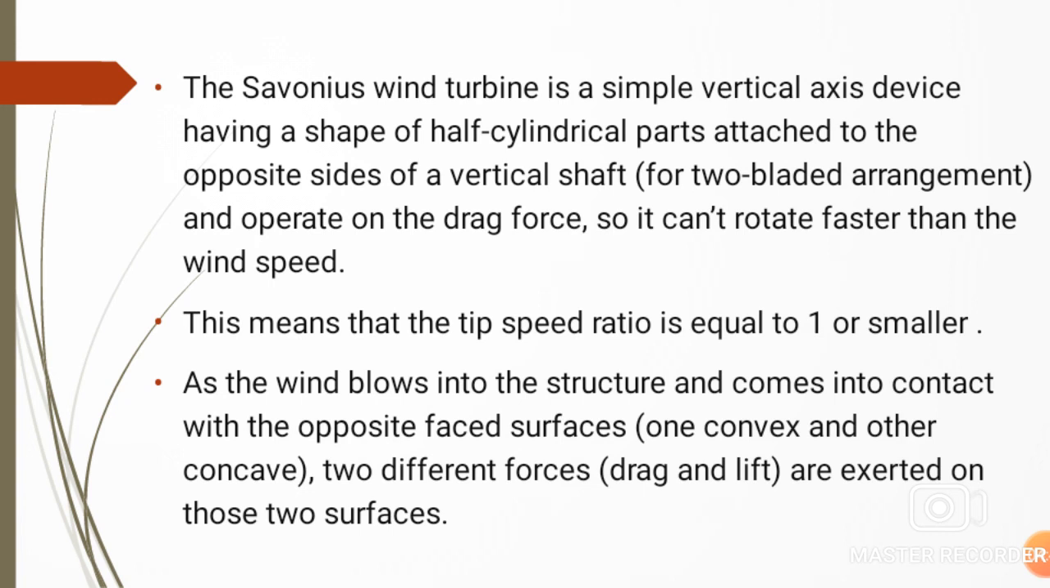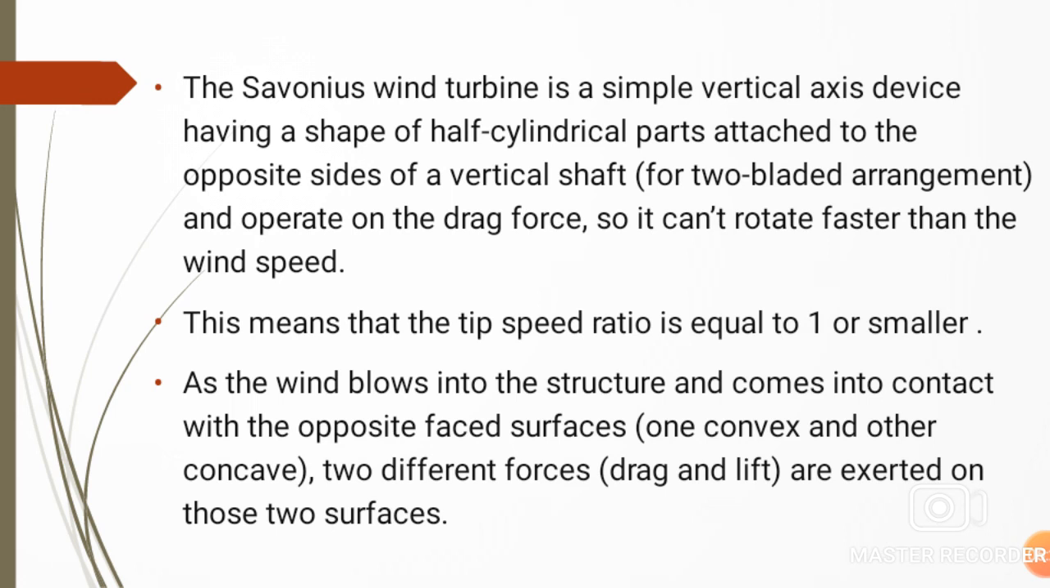This means that the tip speed ratio is equal to 1 or smaller, that is, the ratio of the speed of the blade tips to the wind speed is equal to 1, or sometimes this ratio is smaller than 1, that is the speed is less and the tip portion is more. Speed is less because the size of the blade is large as compared to other types, so the speed of the blade is also less because the weight is more.